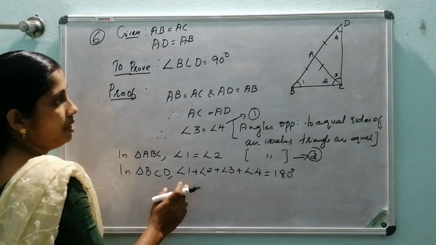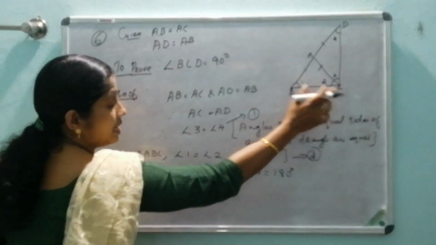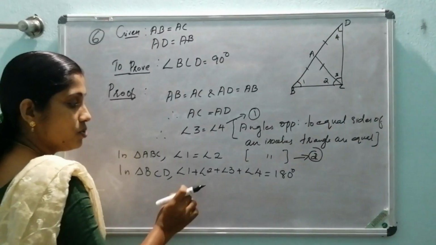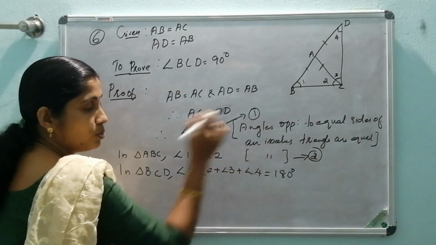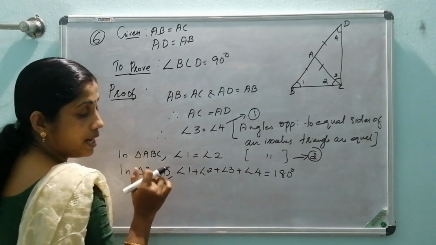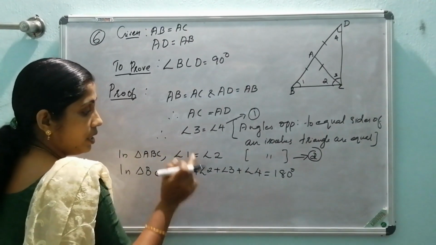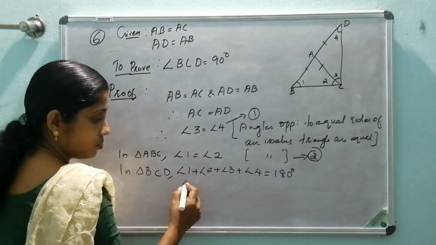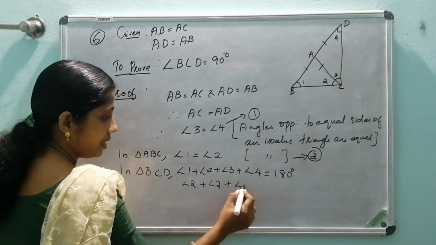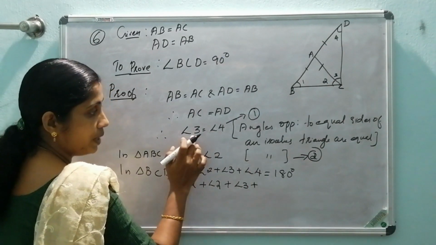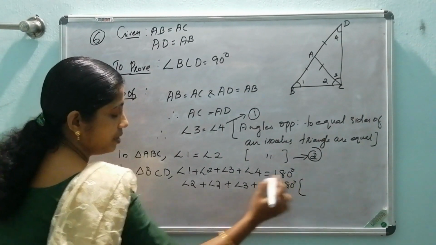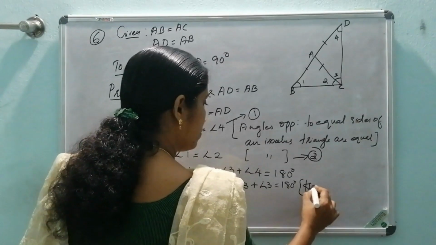Okay. Then look here. We need this angle as 90 degrees. That means we need angle 2 plus angle 3 is equal to 90 degrees. So we have to change this 1 and 4. What can we do? Here, instead of 1, we can write 2, so angle 2 plus angle 2, 3, and instead of angle 4, we can write angle 3. It is equal to 180 degrees, from equations 1 and 2.